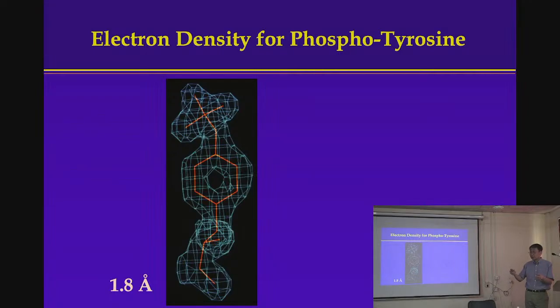Does that answer? So do you understand the concept of resolution? So essentially, at 1.8, you can resolve things about maybe 2.2 angstrom away. You can sort of see a hole in the middle because they are being resolved as separate features. Okay?